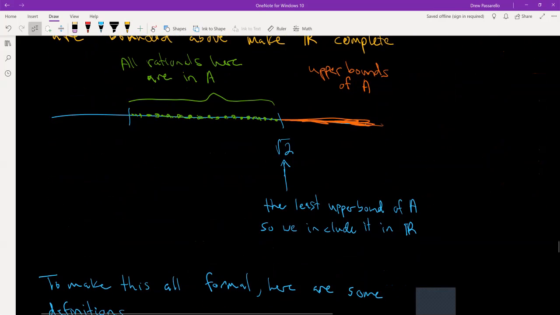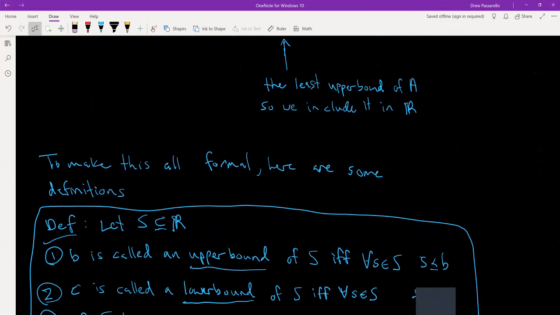All right, so I just drew this over again. We have the green dots, the rational numbers that are in A, and then we have square root of 2, which is the least upper bound of A, and so we include it in the real numbers. All the orange stuff that's shaded are the upper bounds of A. All right, so to make things formal, we're going to go over a good bit of definitions. And in the following video, I'll do more examples making use of these definitions.